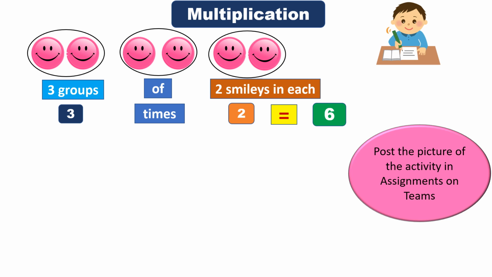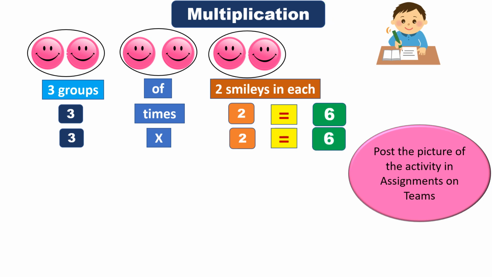So multiplication is what? Repeated addition. Repeatedly we are adding 2 smileys, correct? We are adding 2 3 times. So that is why we have written 3 times 2, which is equal to 6. And we can write it like this, 3, and you all know times is replaced by multiplication sign, and 2. So 3 multiplied by 2 is equal to 6. Okay.